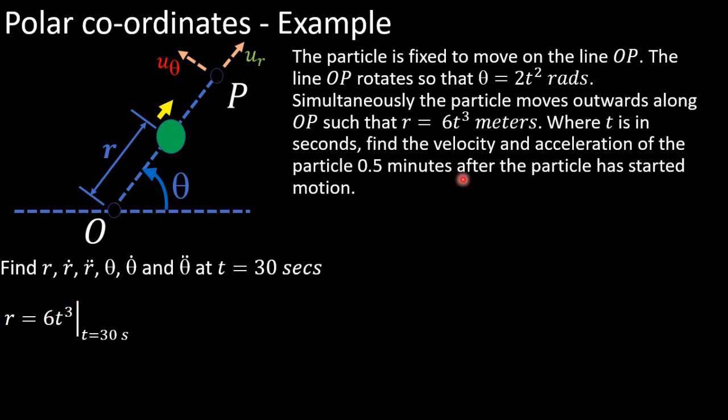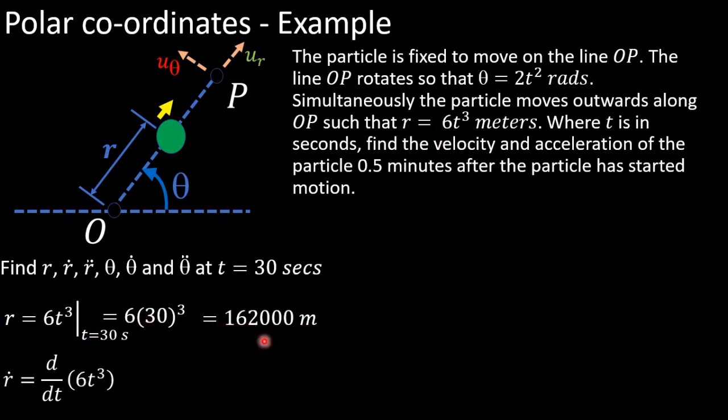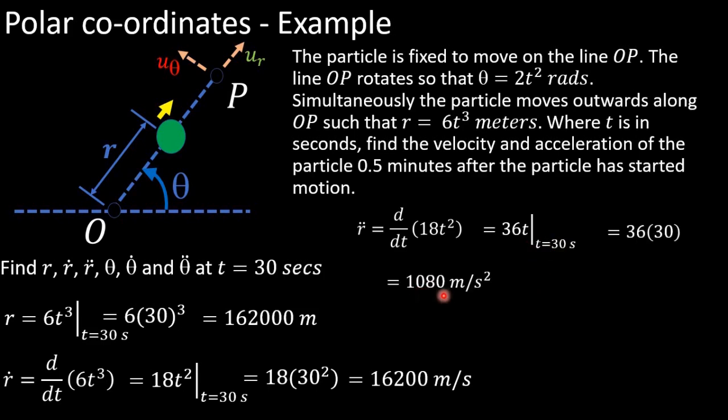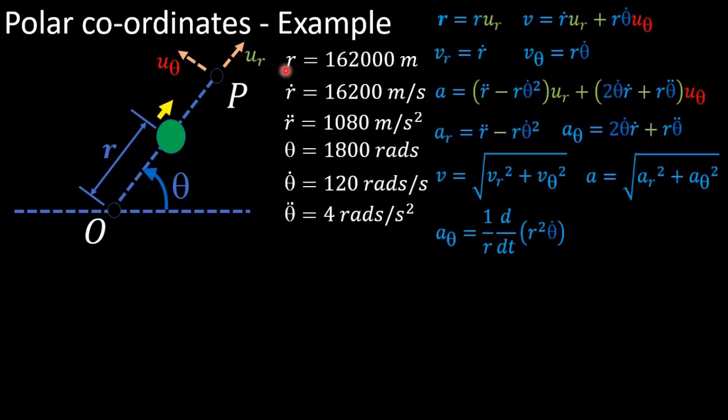Now to find r, I take the function 6t cubed and evaluate it at t equals 30 seconds. I get 162,000 meters. Now r dot: differentiating 6t cubed with respect to time gives 18t squared. Evaluating at t equals 30 seconds, 18 times 30 squared gives 16,200 meters per second. Then to find r double dot, I differentiate 18t squared to get 36t, and evaluating at t equals 30 seconds, I get 1080 meters per second squared. So now I've found r dot, r double dot, theta dot, and theta double dot.